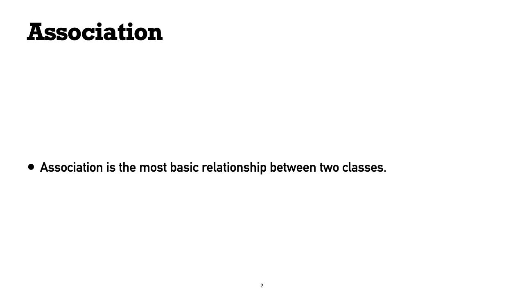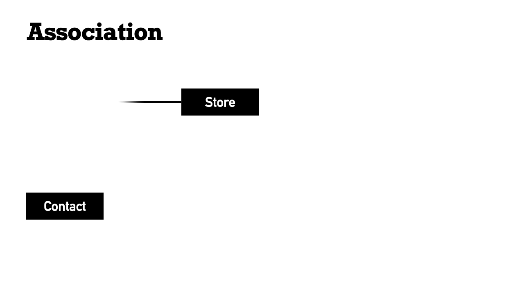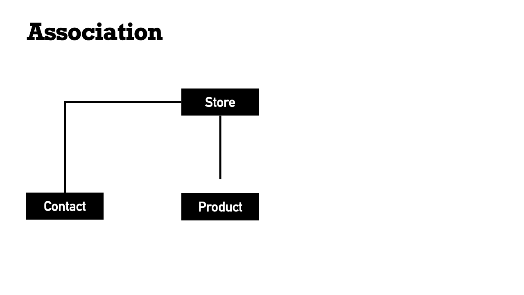Association is the most basic relationship between two classes. It shows objects from two different classes are communicating. Let's define association for the classes that we have identified previously. We start with class store and class contact. That is first our association. Then we define another association for store and class product. We have defined two relationships.